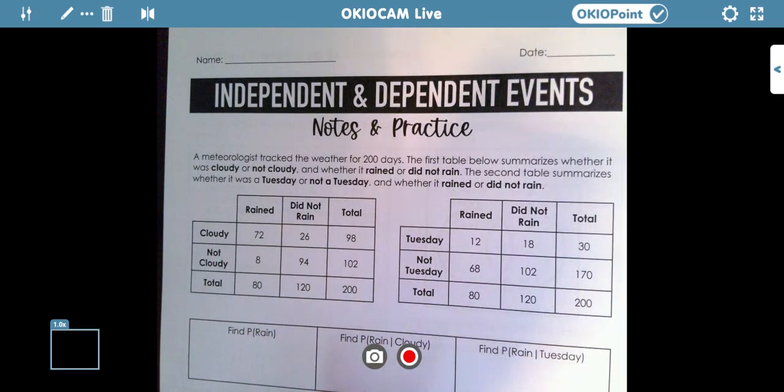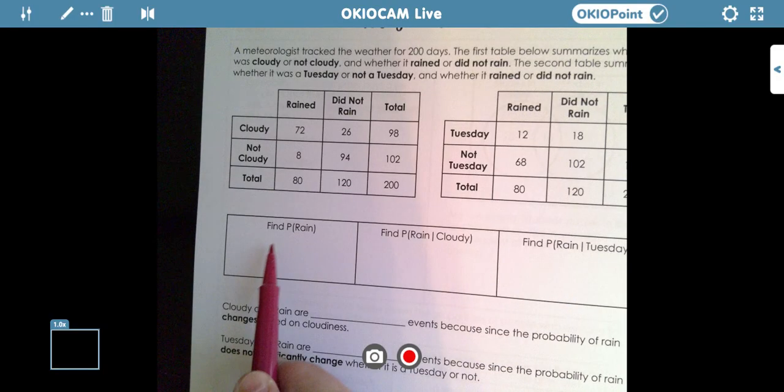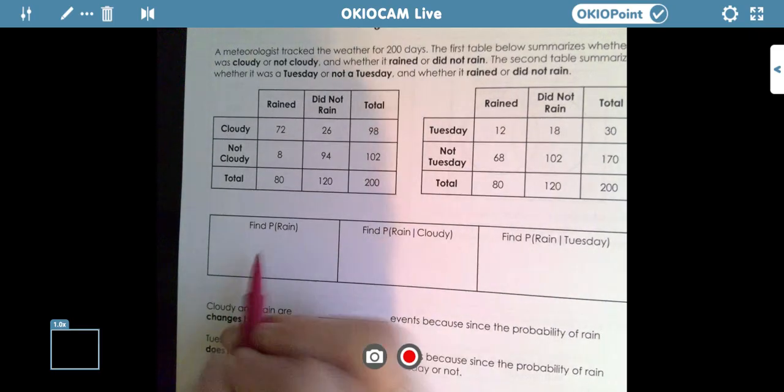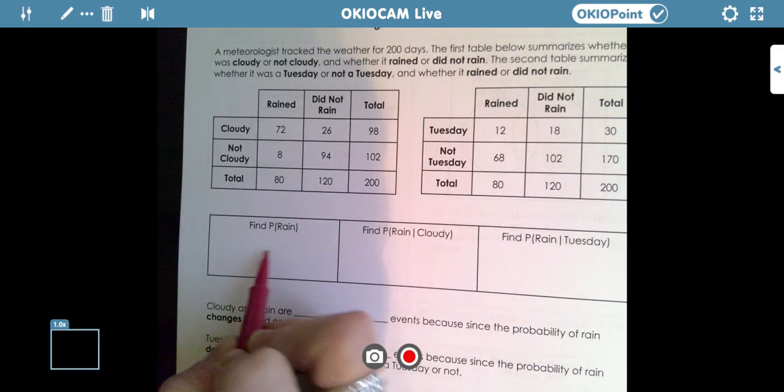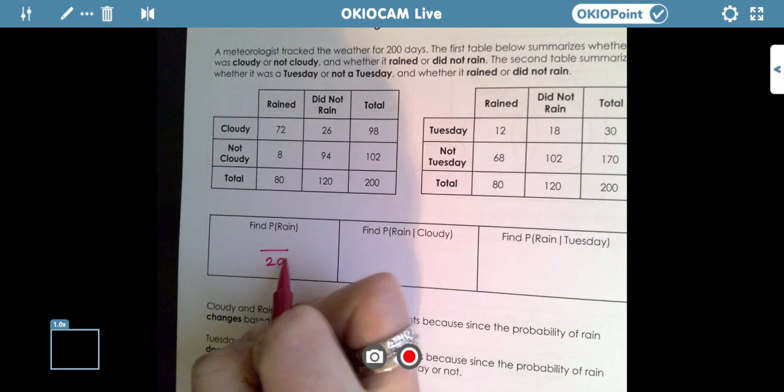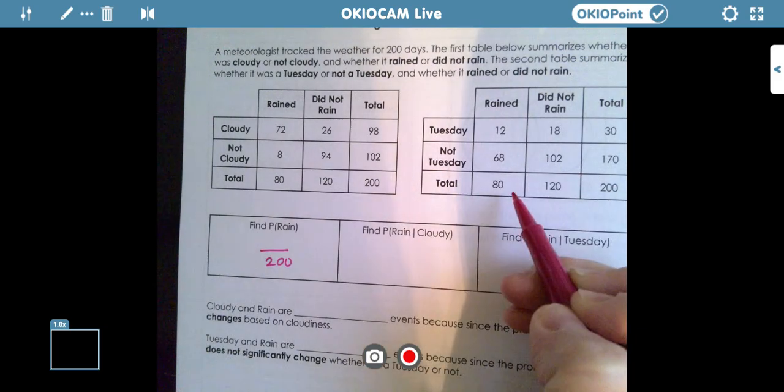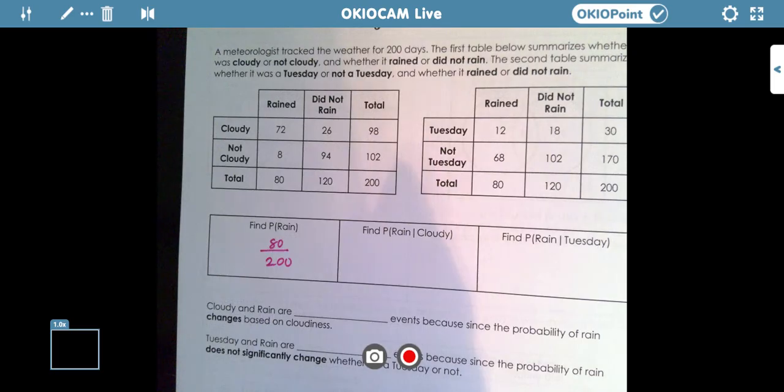So we're going to show mathematically, because we're not just going by opinion here. There are mathematical ways to prove whether things are independent or dependent. How do I mathematically determine whether they are independent or dependent? First, we find the probability of rain. That means out of the grand total, with no conditions or givens. For both of these tables it's exactly the same. The grand total was 200, and the total for rain in each table was 80.